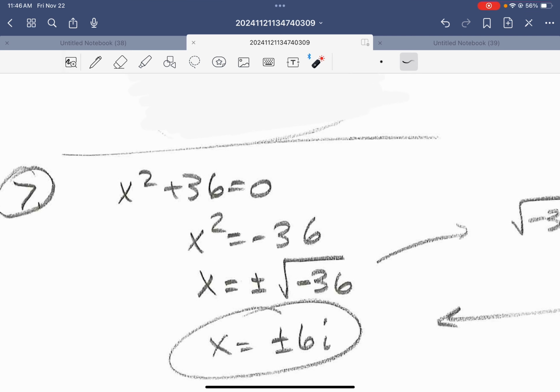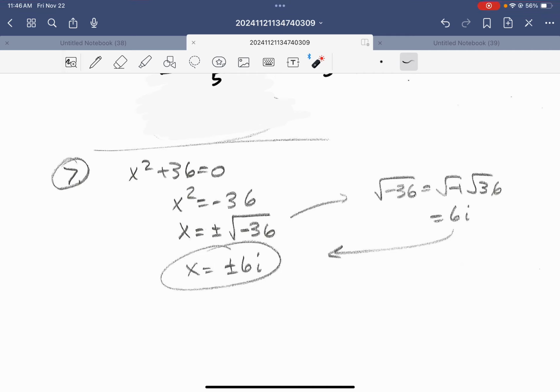Then we solve some equations. This set equal to 0, we just move over the 36 and take the square root of both sides. Do not forget your plus or minus. Square root of negative 36 is 6i.